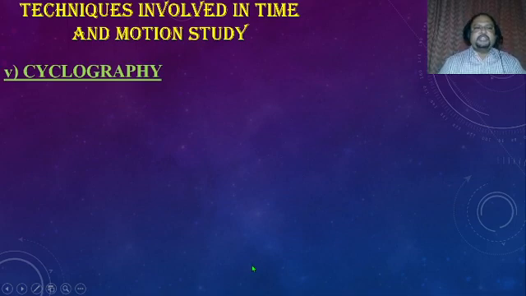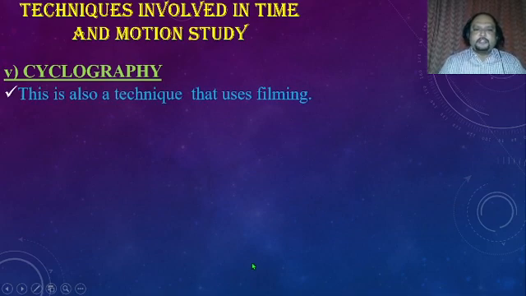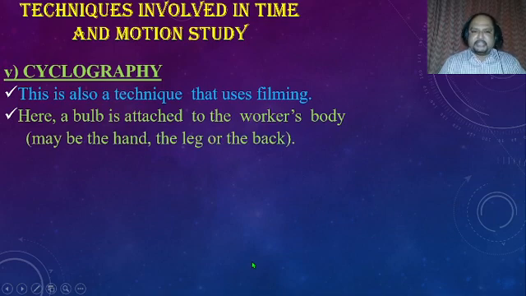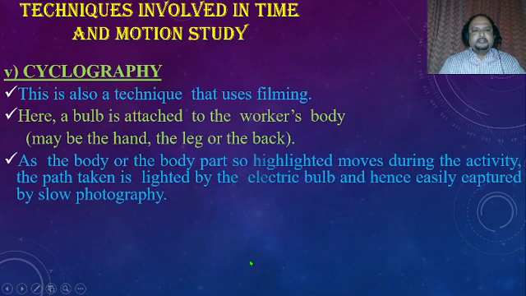However, let us proceed to the fifth technique, and that is known as cyclography technique. This is also a technique that uses filming. Here, a bulb is attached to the worker's body, maybe the hand, the leg or the back. So it depends on the type of study and the nature of work for which you want to do the time and motion study. You attach the bulb on the body, on the hand or on the leg.